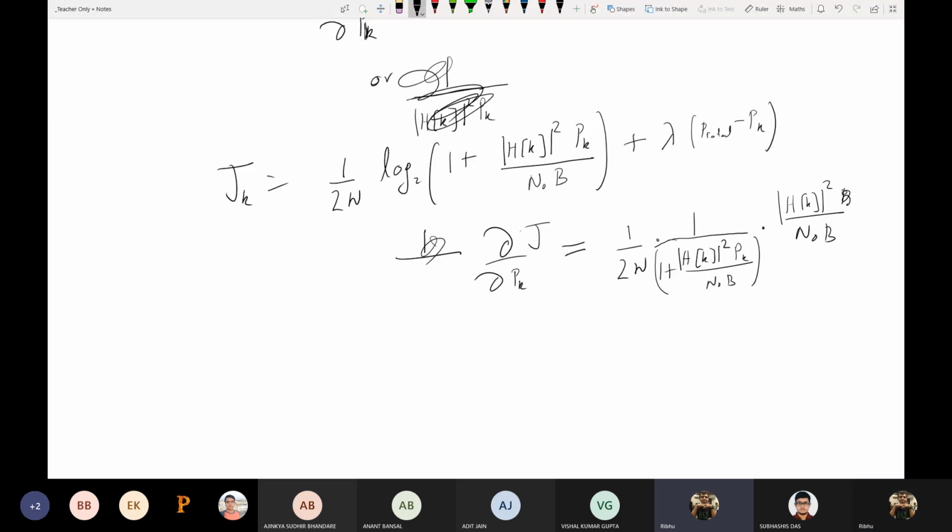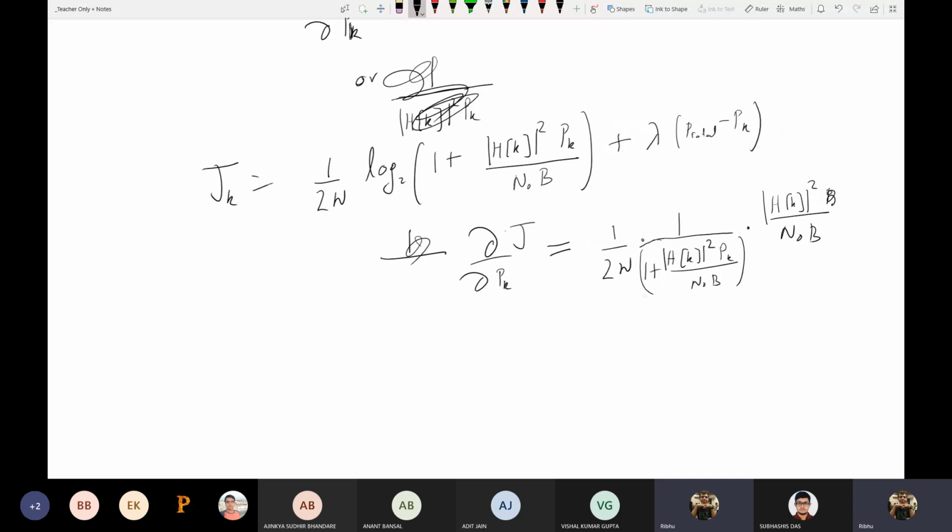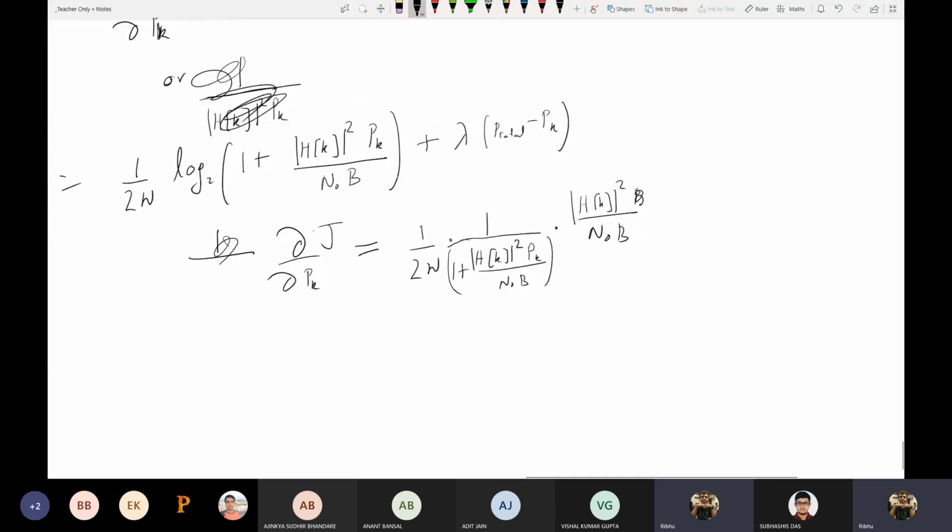Fine. Minus lambda. So the derivative of P total with respect to pk will also be zero, right? P total is a fixed constant, so the derivative will be 0.